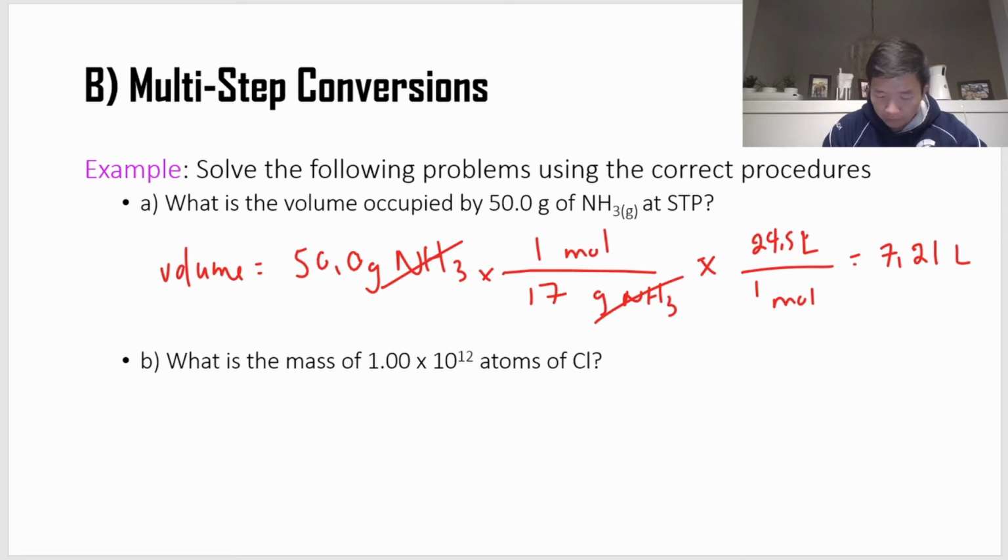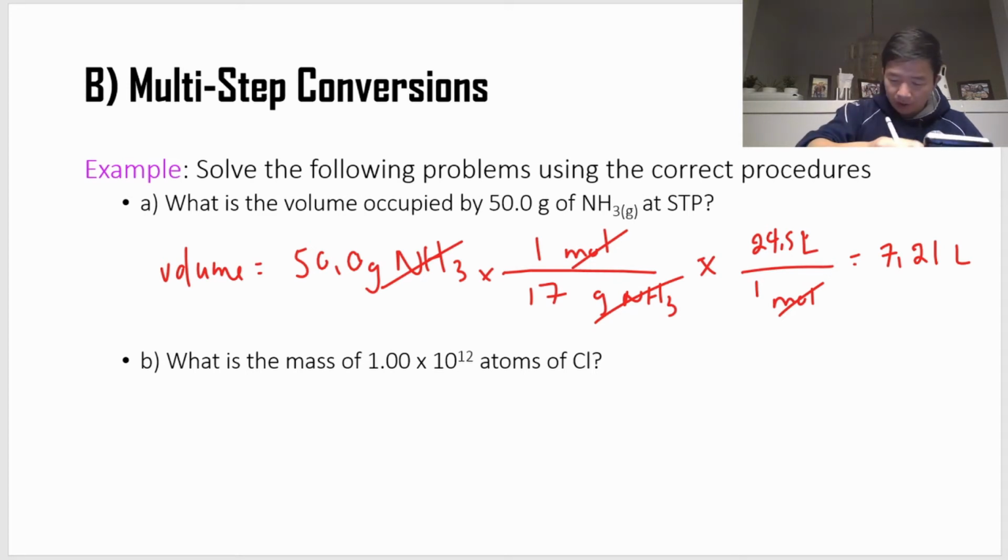of NH3. Okay, so this multi-step, before I go on, I'm just going to recap here. I start with 50 grams of NH3. I cannot convert that directly to volume, but I can convert it to moles. Once I get into moles, I can then convert out from moles into liters. When I do the math, I get 7.21.